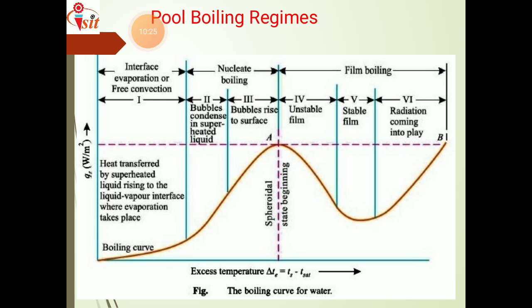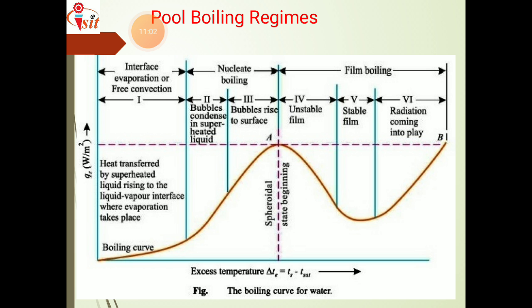In this regime, heat will be supplied to the liquid, and that liquid flows by convection current. You might have seen while preparing tea or coffee, that liquid circulates, that is known as free convection. So here heat is transferred by the superheated liquid rising to the liquid-vapor interface where evaporation takes place. With further increase in excess temperature, bubble formation starts, and that regime is nothing but nucleate boiling.